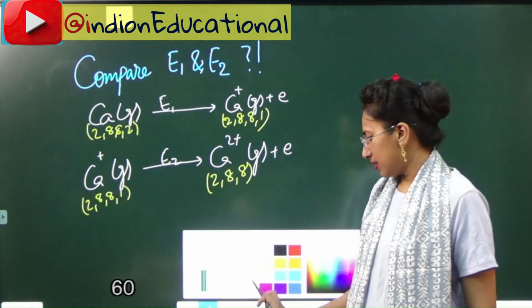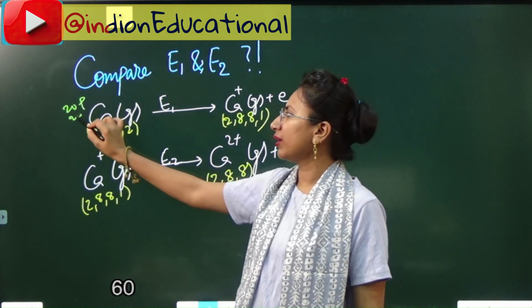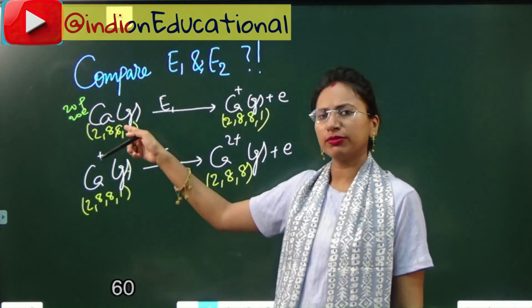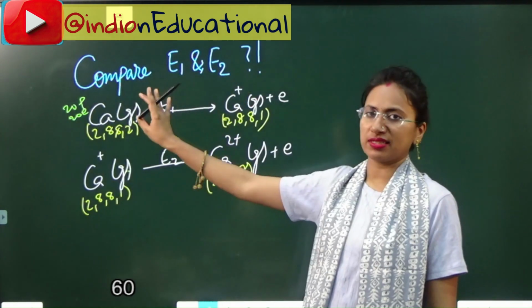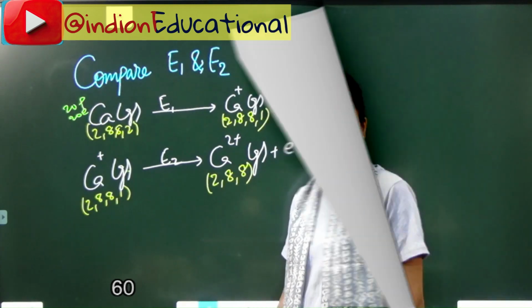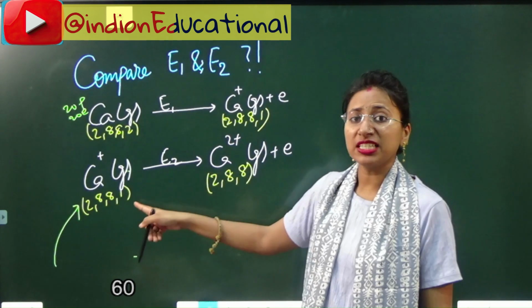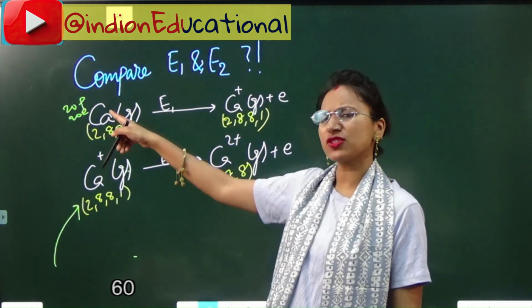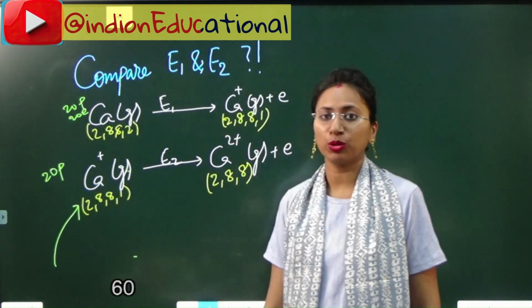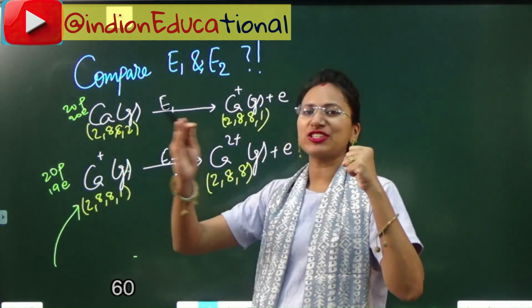Now, Ca gas will have 20 protons and 20 electrons. Any one of the 2 outer electrons is being removed in this case. It was neutral, an isolated gaseous Ca atom, and in this case it is Ca+. That means this Ca has already lost an electron, but the protons are still intact. 20 protons will be there in the nucleus. 20 protons are holding 19 electrons now.